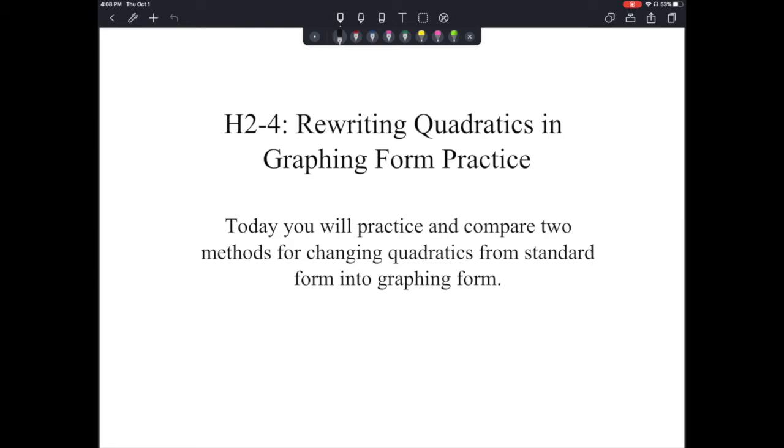Today you will be rewriting quadratics in graphing form practice. You will practice and compare using the two methods for changing quadratics from standard form into graphing form. This lesson was originally designed as group work and as an exploration. However, being that we're in the situation we're in, I'm going to work through it. So if you want to follow along, you can. If you want to work on your own, go through it, that's perfectly acceptable. Please just make sure you double check your answers when you are finished. Let's get started.